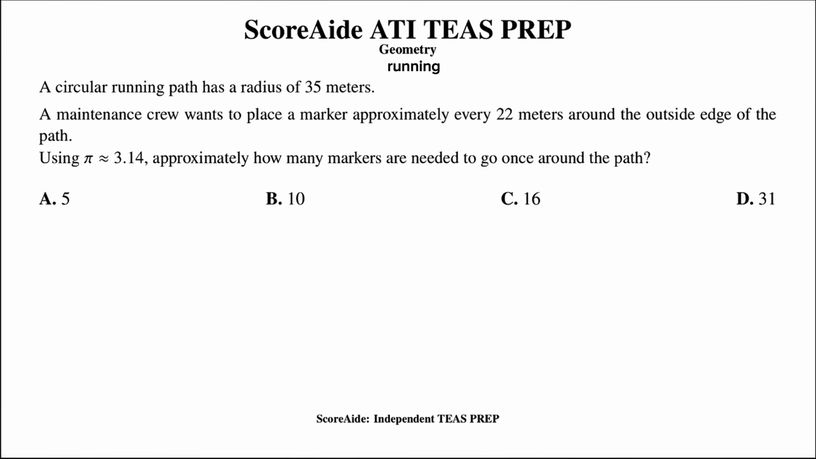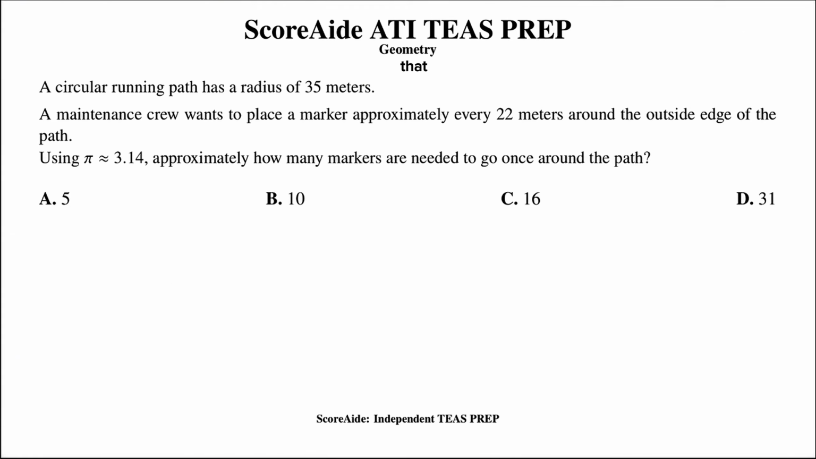A circular running path has a radius of 35 meters. A maintenance crew wants to place a marker approximately every 22 meters around the outside edge of the path.